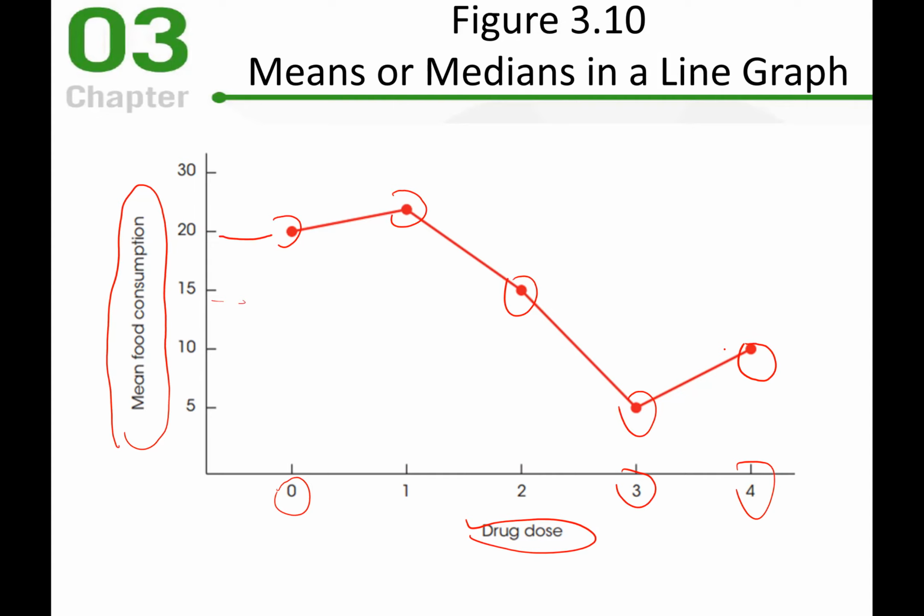Because drug dose is a continuous variable, a continuous line is going to connect the dots at the different levels of dosage.